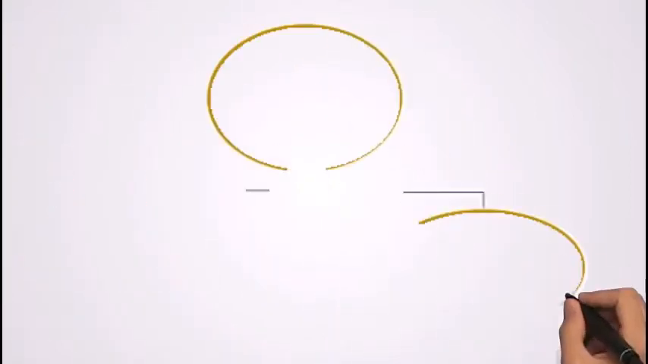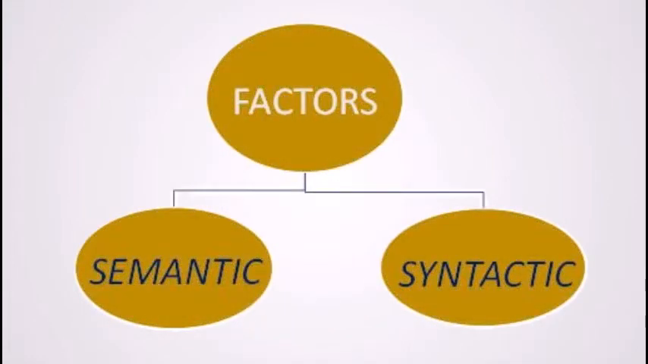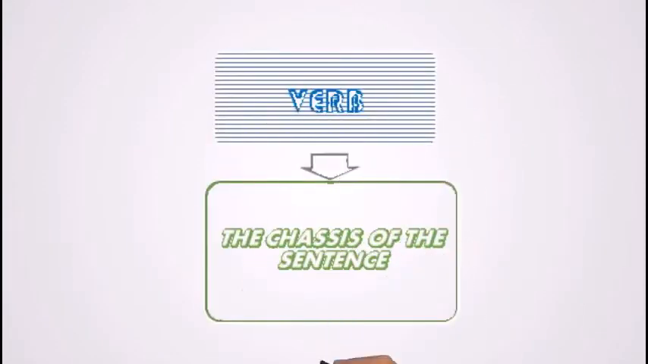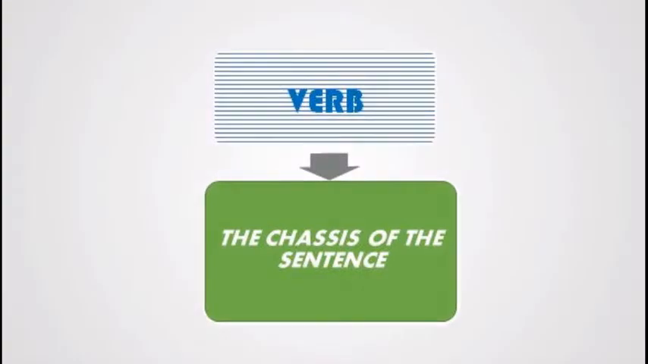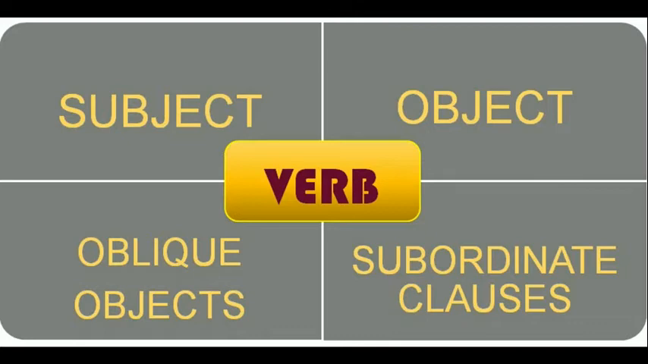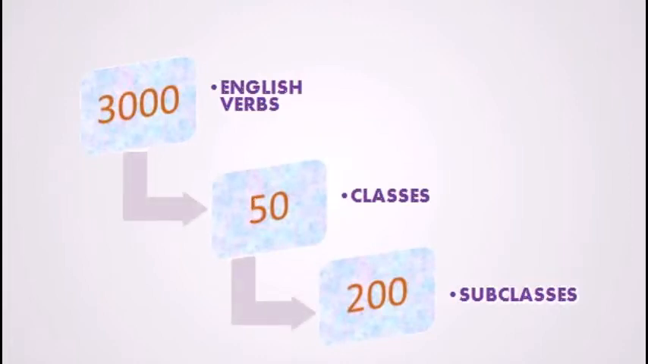Most of this research has taken into account both semantic and syntactic factors, because a verb is not just a word for a particular kind of event, but also the chassis of the sentence. It is a framework with receptacles for the other parts, the subject, the object, and the various oblique objects and subordinate clauses included in it. Moreover, the meaning of a verb tends to correlate with the range of syntactic constructions that can occur in it. Based on these correlations between semantics and syntax, Levin, 1993, sorted over 3,000 English verbs into 50 classes and 200 subclasses.